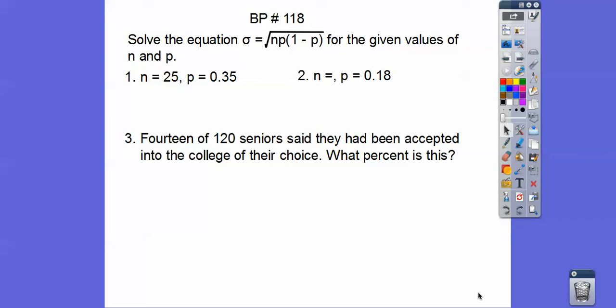So here's our board problem for our class. You're going to have to pause it right here and write that down. I'd pause it right after this slide. There's the answers right there that I'll go over in class. We're just plugging in the numbers here. So here we're plugging in 25 for n and 0.35 right there. And this is going to be 0.65 because it's 1 minus that.